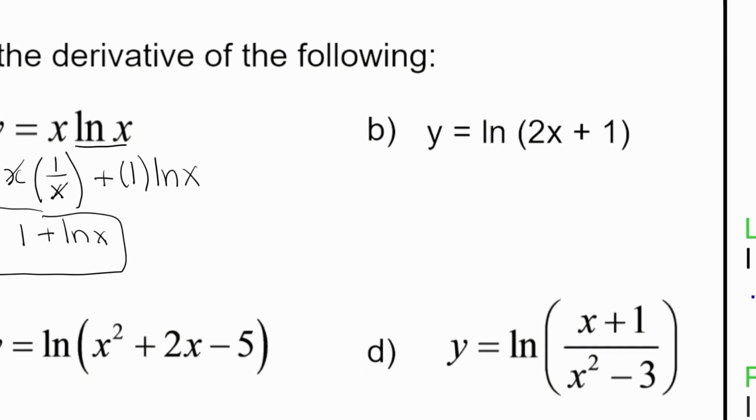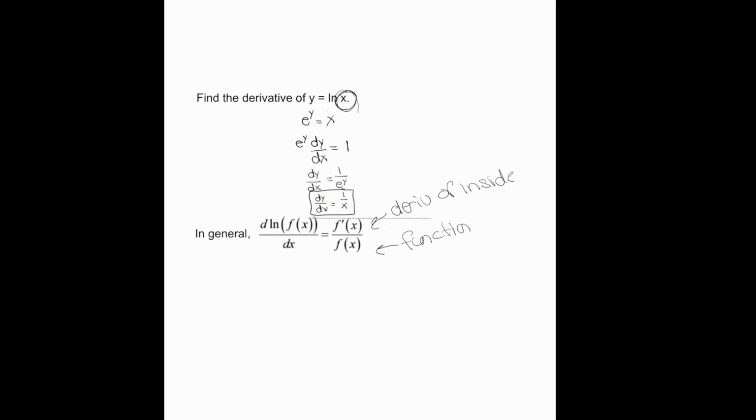For this next one, we have a function inside a function, so we're going to use the chain rule. And really what we're going to do is lean into this idea that we had for our general equation, that it's the derivative of the inside, which in this case was x, all over just that function. So the derivative of the inside over the function.